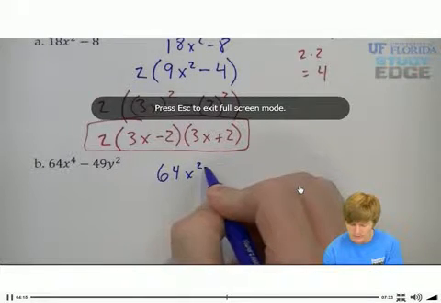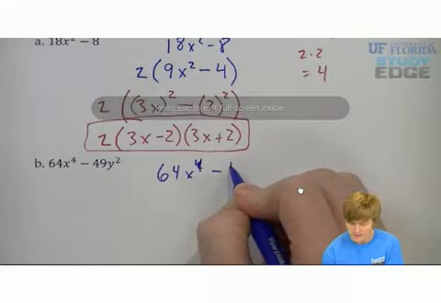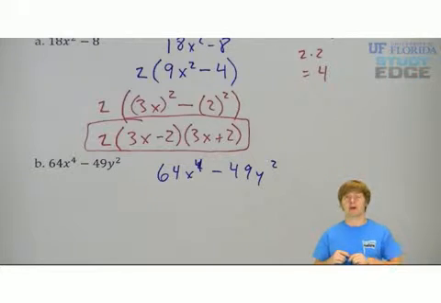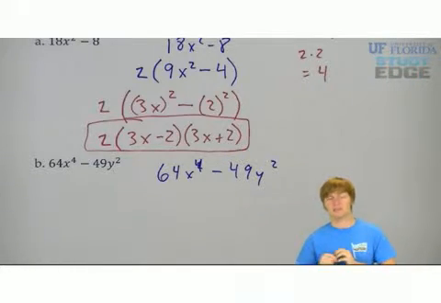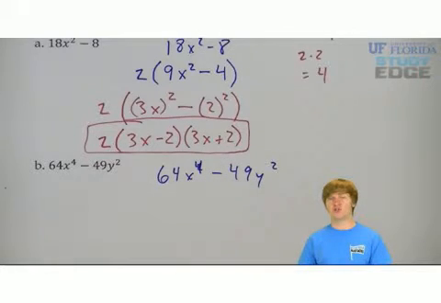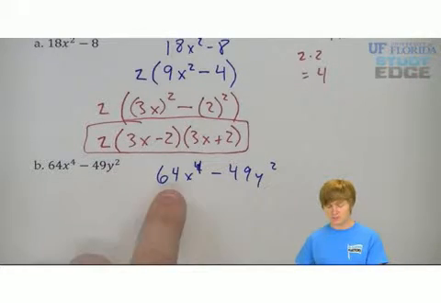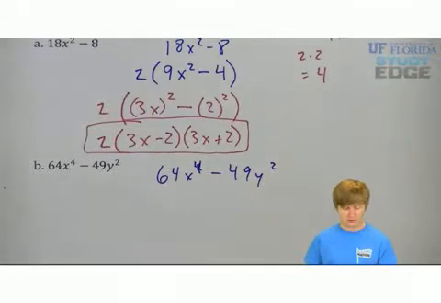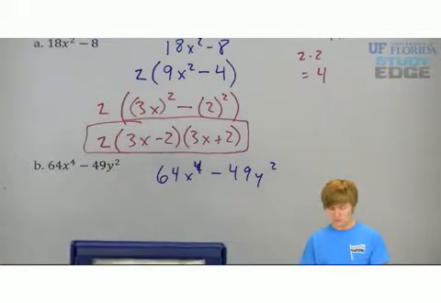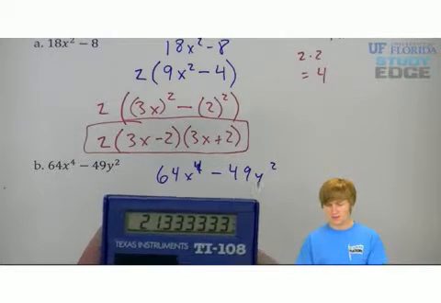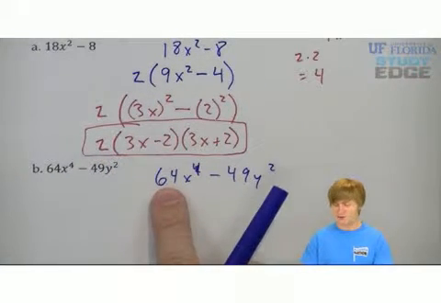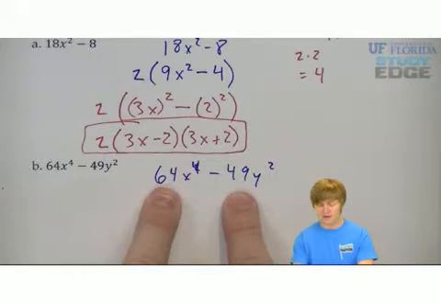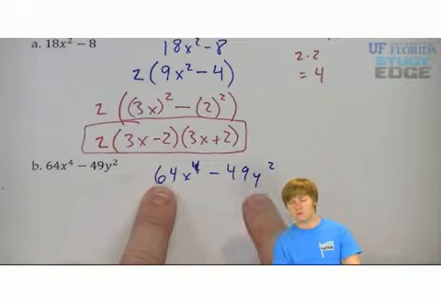64x to the 4th minus 49y squared. All right, so 64x to the fourth minus 49y squared. So the first thing that I'm going to ask myself is, do either one of these coefficients share any factors? Well, 64 is even. 49 is odd, so I know that 2 isn't a factor of both of them. Well, what about 3 maybe? Well, 64 divided by 3, nope, that gives me a decimal, so I know that 3 is not a factor of 64. So what I'm going to end up realizing is that no, there aren't any factors that 64 and 49 share.